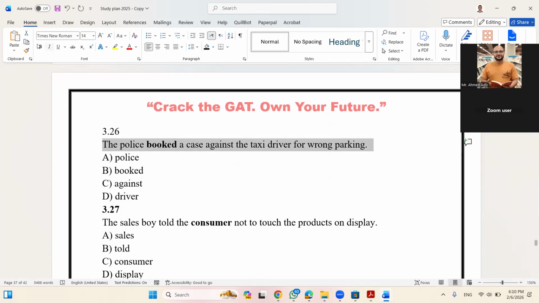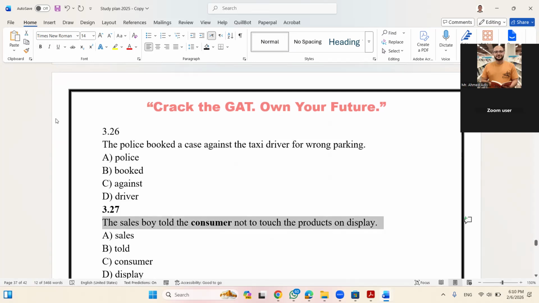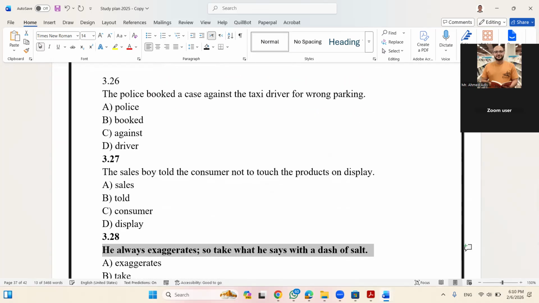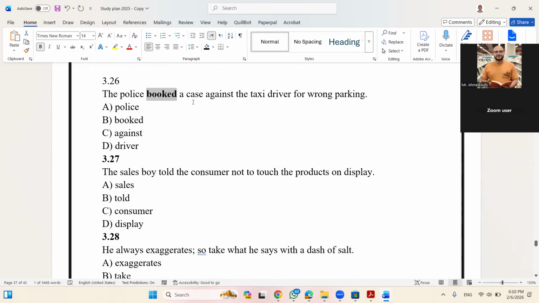Next, the police booked a case against the taxi driver for wrong parking. I think collocation. We never say booked a case. Yeah, good. Collocation is really important here. So we say filed a case, not booked a case. Filed a case.